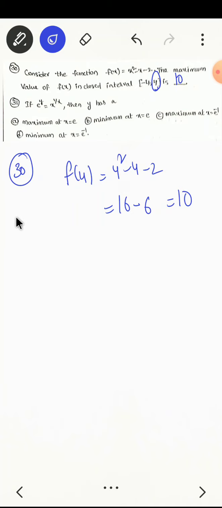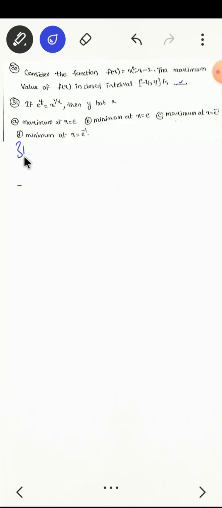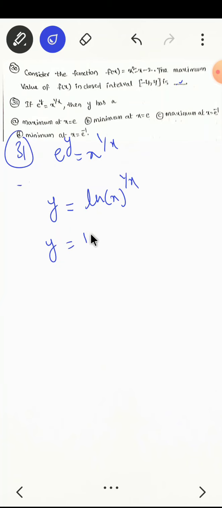Then problem number 31, what do you have got? e raised to power y is equal to x raised to power 1 by x. Then y is equal to, I can write it as ln of x whole raised to power 1 by x. Then y will become 1 by x ln of x. That will be very much fine, so that we can do differentiation easily. This is our function in one variable.